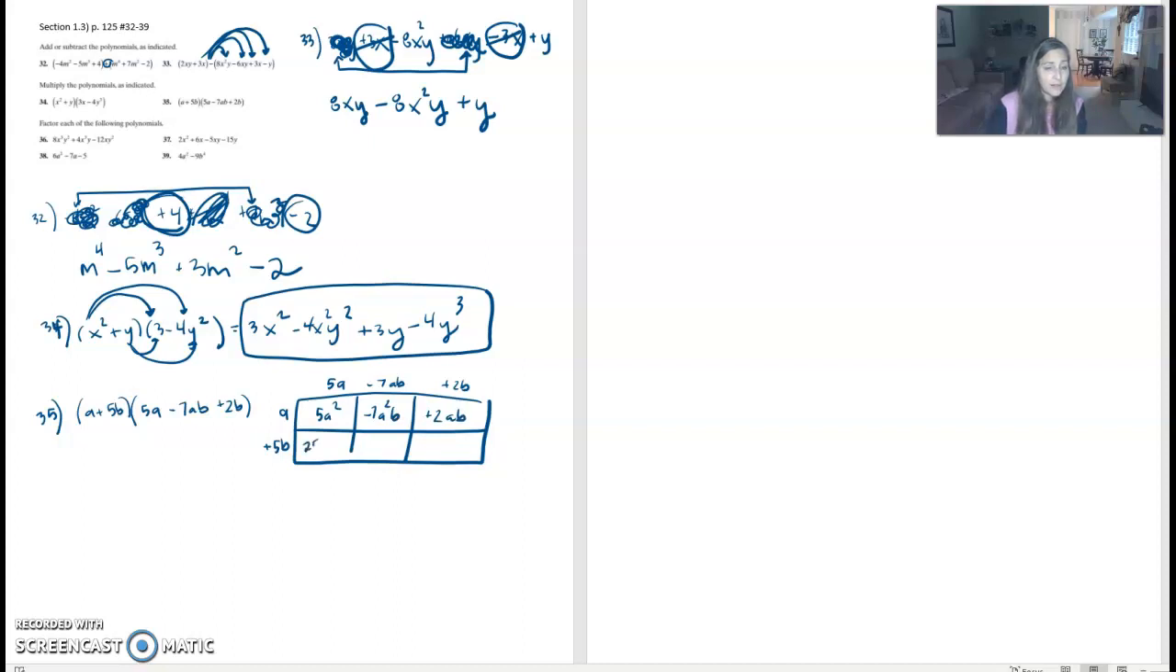This is going to be 25ab. This is going to be negative 35ab squared. And this is going to be 10b squared.